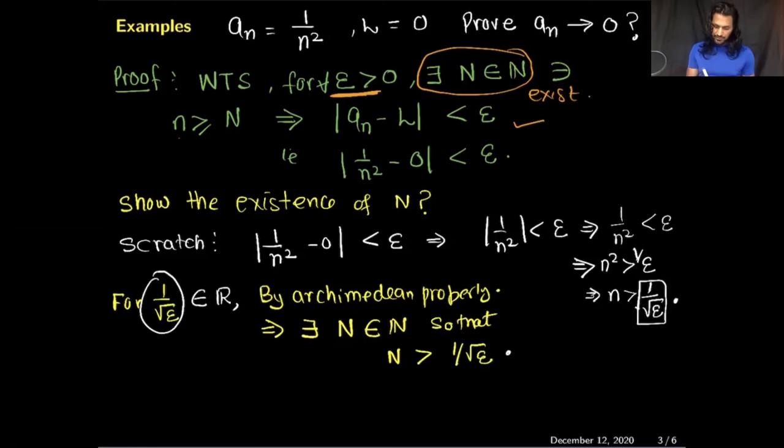By the Archimedean property, corresponding to this real number, there exists an N which is strictly bigger than 1 over square root of n. So now I'm going to go back to my proof.